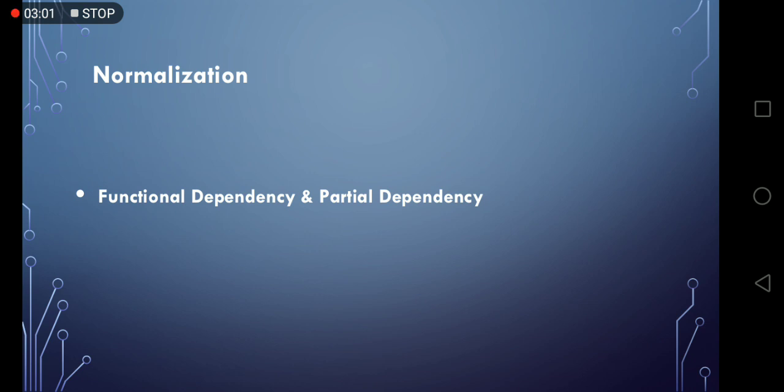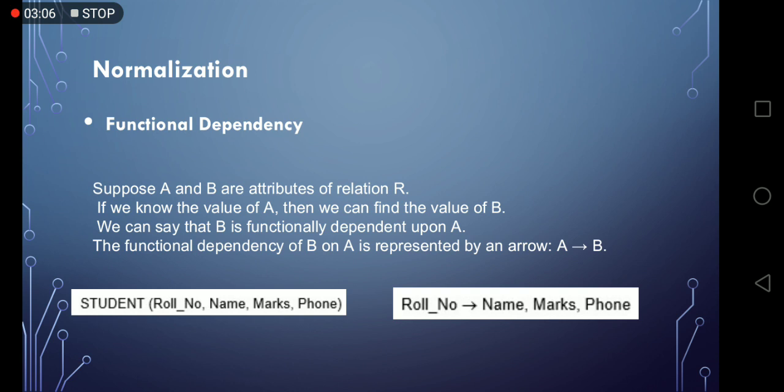Functional dependency and partial dependency. Functional dependency. Suppose A and B are attributes of a relation R. If we know the value of A, then we can find the value of B. We can say that B is functionally dependent on A. The functional dependency of B on A is represented by an arrow.